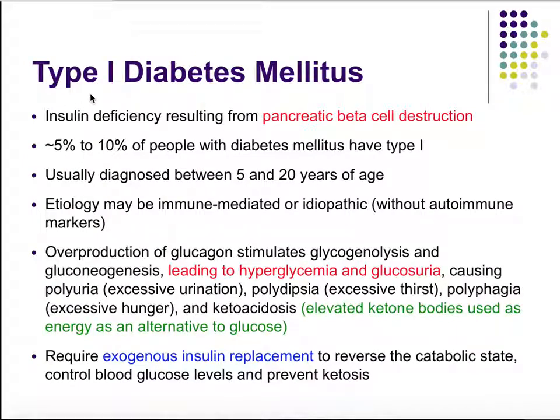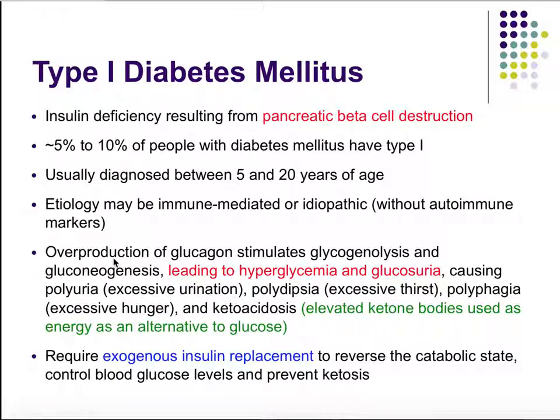So let's talk about type 1. So type 1 is where you are insulin deficient. And again, that's because your pancreatic beta cells are getting destroyed, typically due to an immune mechanism. Although, even though the etiology may be immune mediated, it could be idiopathic without any autoimmune markers. About 5 to 10% of the people who have diabetes mellitus have type 1, and it's usually diagnosed during adolescence, so between 5 and 20 years of age.